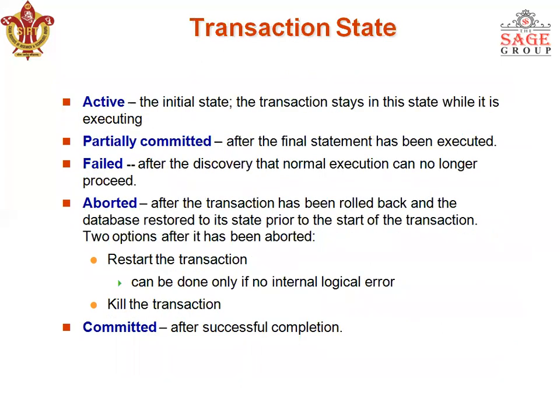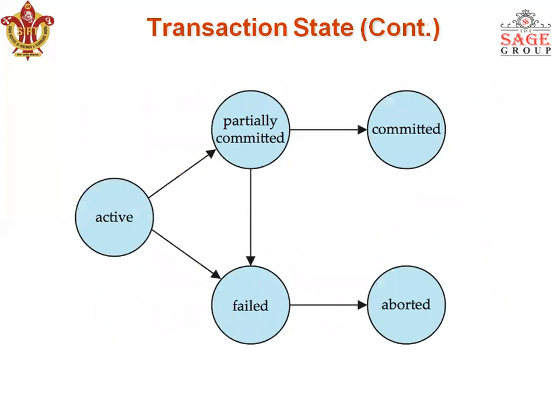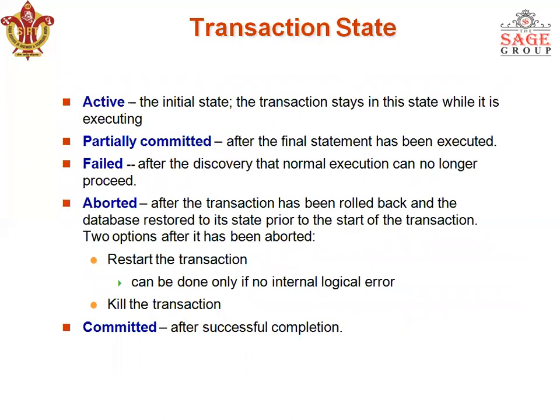Basically, if we talk about the stages of a transaction, there are 5 different stages of the transaction: active stage, partially committed, failed, abort, and committed stage. These are the different stages of the transaction. If we want to know diagrammatically, these are the stages: active stage, partially committed, committed, failed, and abort. If we talk about the definition, what is the active stage?